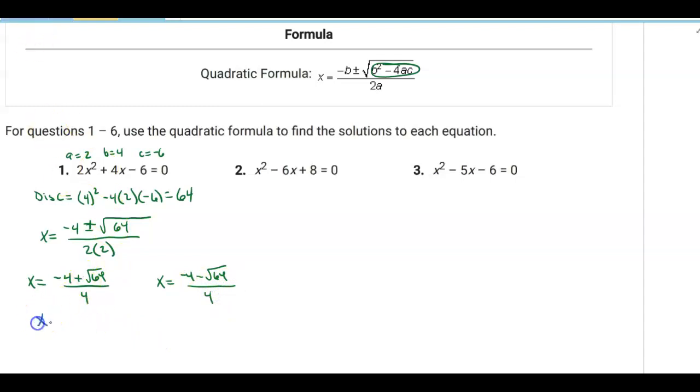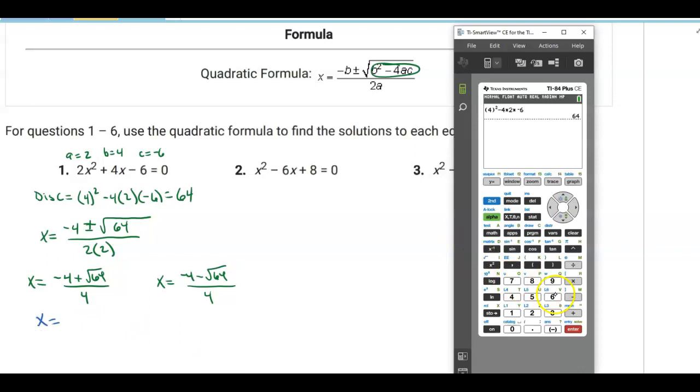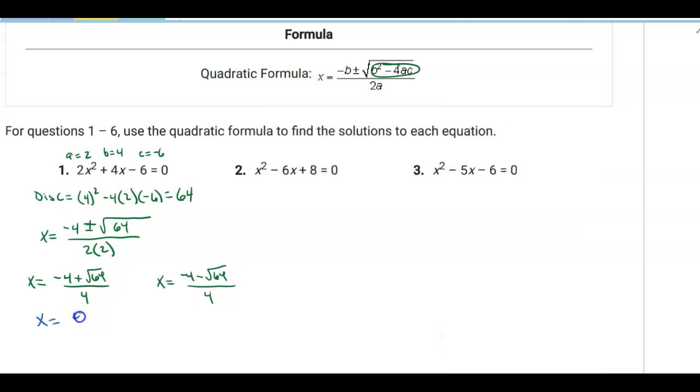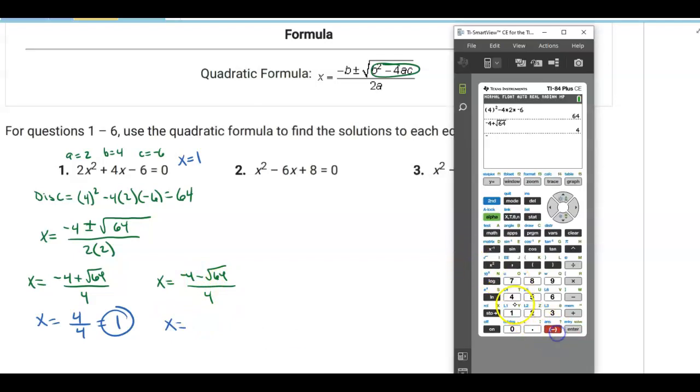So right away in my calculator, I'm going to go negative 4 plus the square root of 64. I'm going to hit enter. That's going to give me 4, divided by 4 will give me 1. So one of my solutions is 1. Then the other one, negative 4 minus the square root of 64.